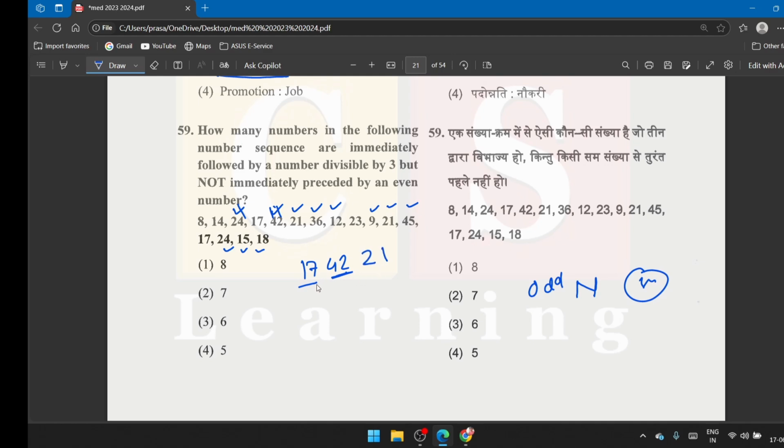Similarly, this one works. 36, 21, 42 will not work. Similarly 12 works, that means 21, 36 and 12 will be okay. Next is 9, 23, 9. Is it? No, this will not work. Next will be 23, 9, 21, okay, so 21 works. Before that, 45, 9, 21: yes, 9, 21, 45 is one number. So how many are there here? 1, 2, 3, 4, and what else?